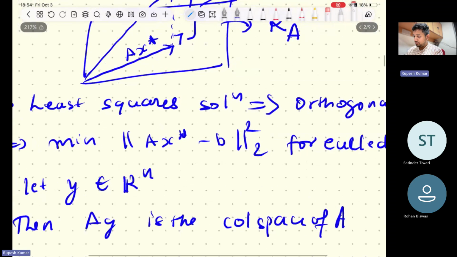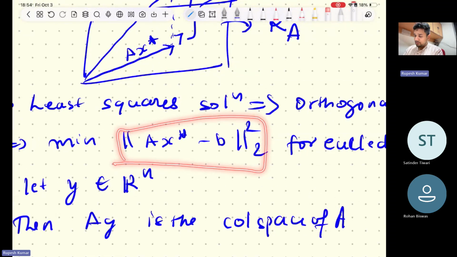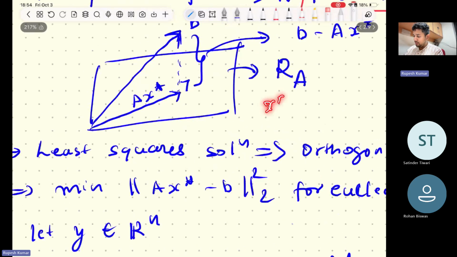The square root of the L2 norm between the vector Ax star, where x star is in the domain of A, such that Ax star minus b is minimized. The vector length, this length has to be minimum.